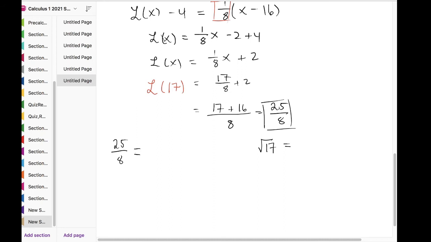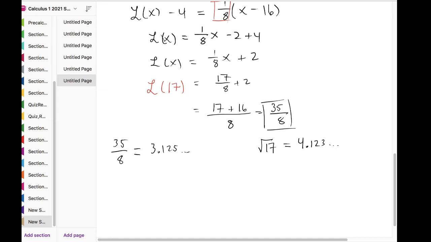Radical 17 is 4.123... Now 25 over 8 is 3.125... Okay, so not perfect. Oh, did I add wrong? Oops. Oh, dear. Yeah, 35. Okay, now type in 35 over 8.